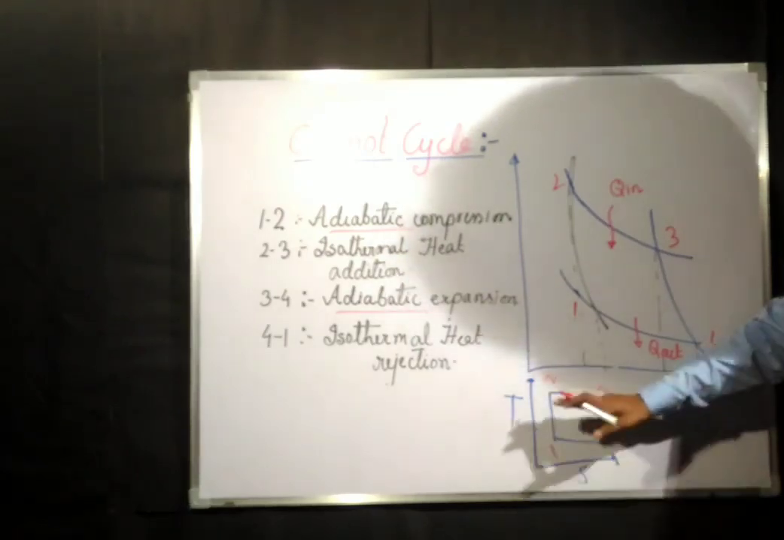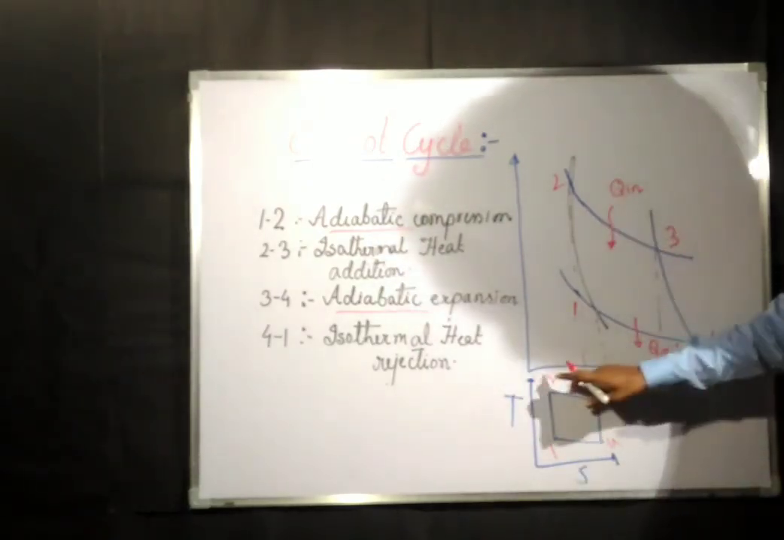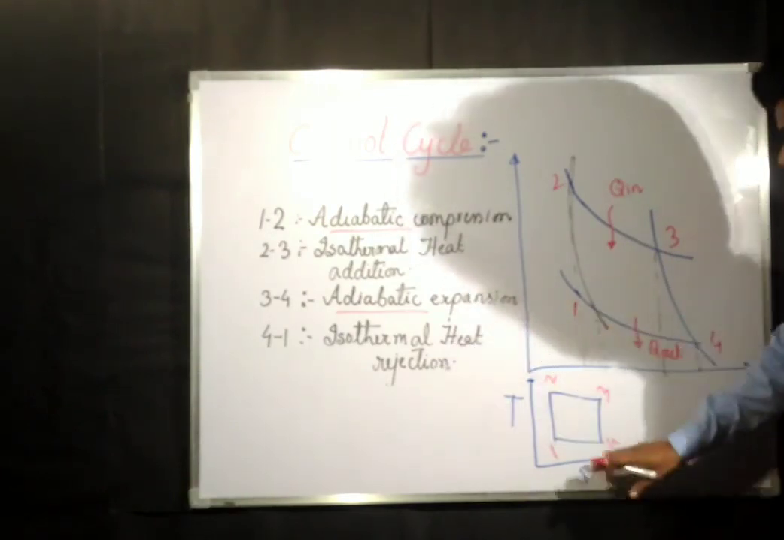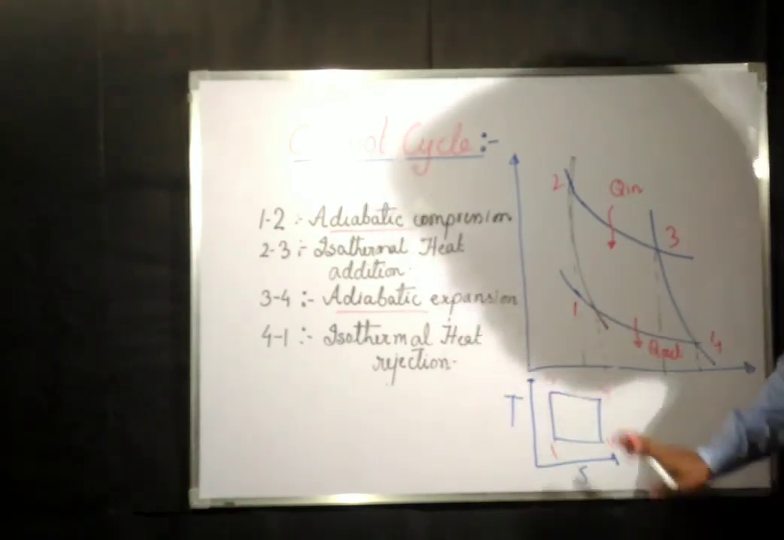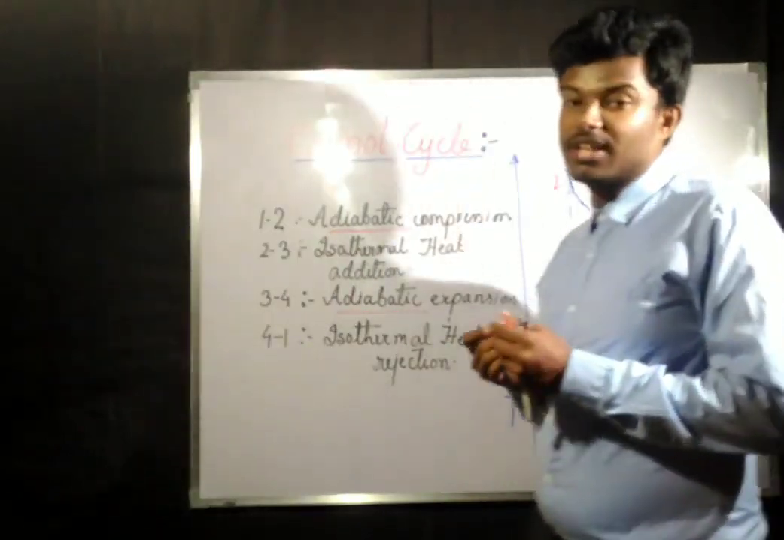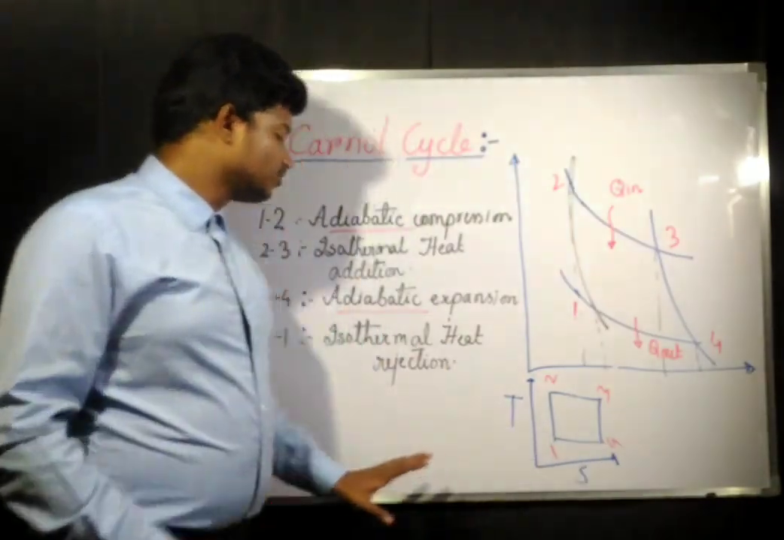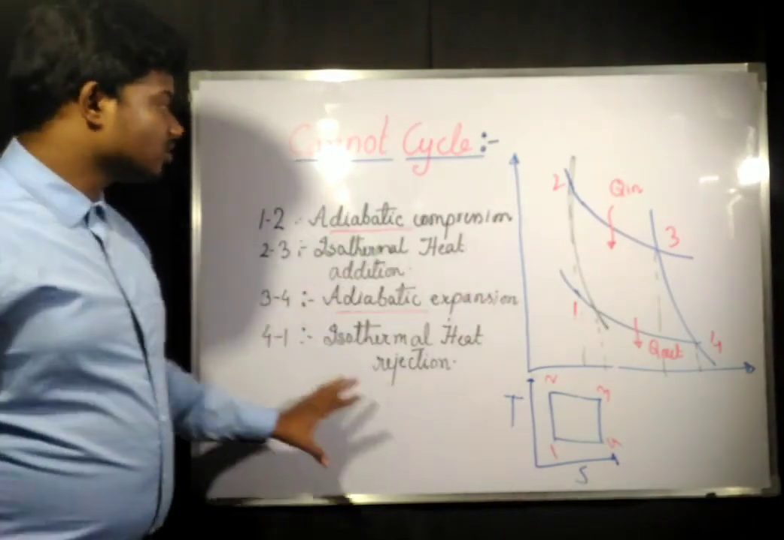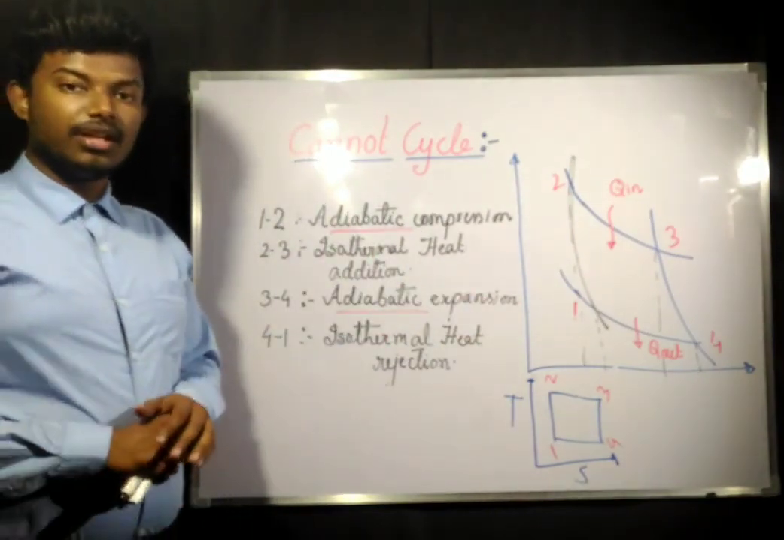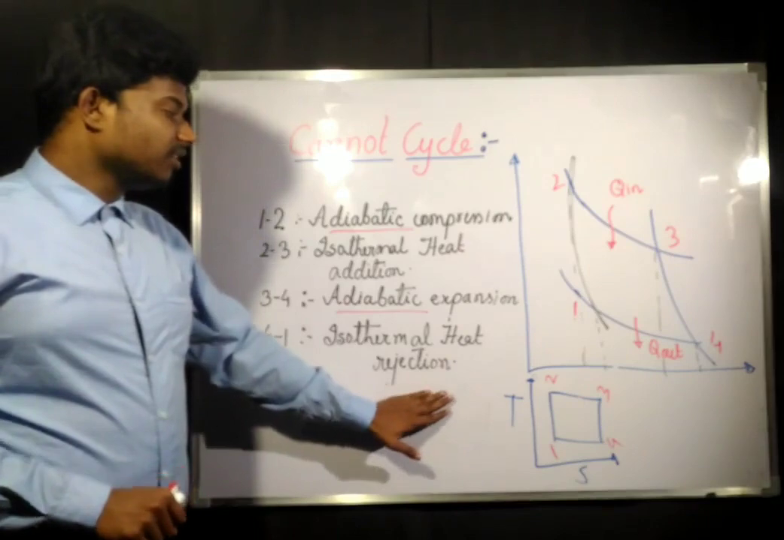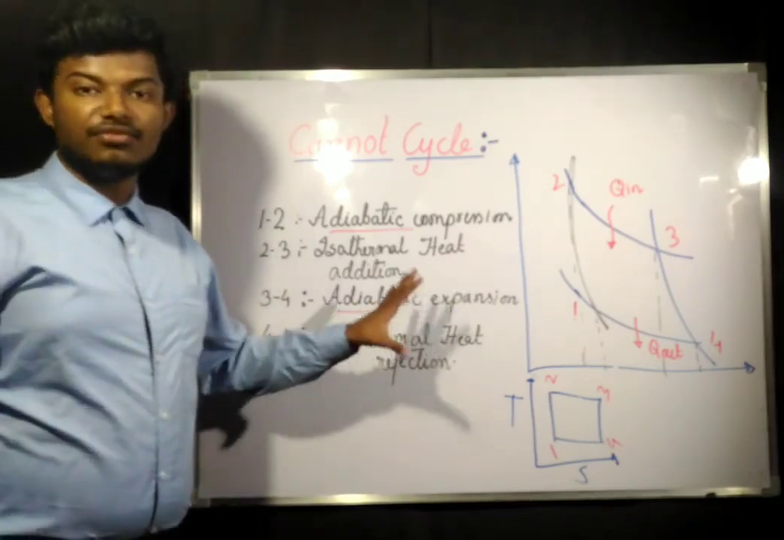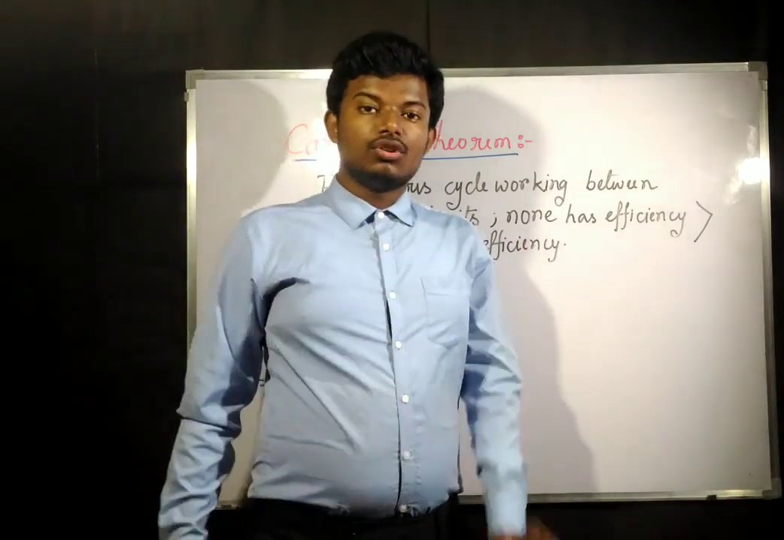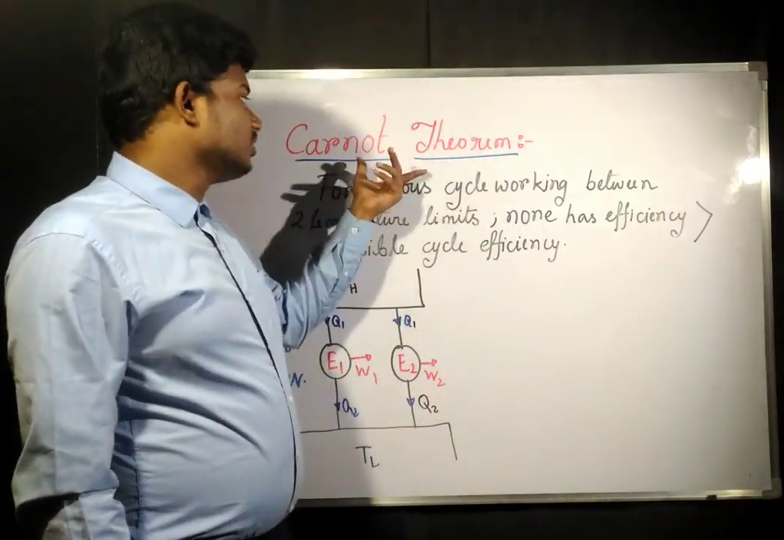Again, 2 to 3 is isothermal. Isothermal means parallel to the S axis, and 4 to 1 is again isothermal, so this one is parallel to the S axis. So in the TS diagram, the Carnot cycle is going to be like a square. Okay, so this is the basic concept of the Carnot cycle. We need to know this because this is going to be the reference for various cycles in future cases.